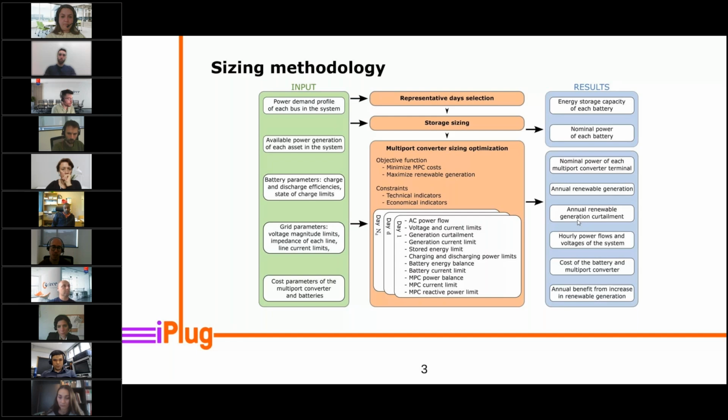And then we add several constraints, like for example the grid constraints or generation limits or battery limits, and based on that we apply all of this for the different days, and as a result we get the characteristics of our storage system, battery system, the nominal powers of our multiport converter, plus some additional information about generation, curtailment, or final cost of the batteries, and so on.